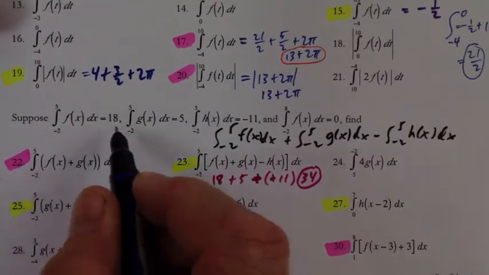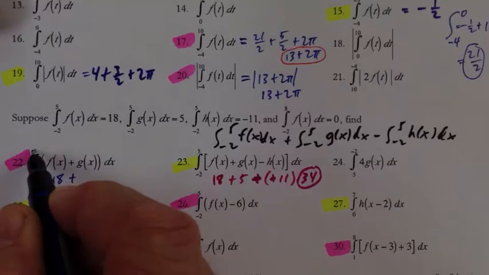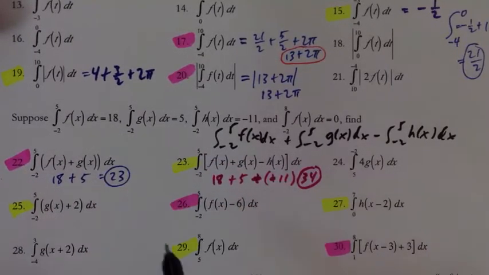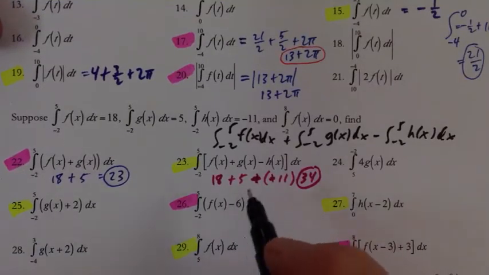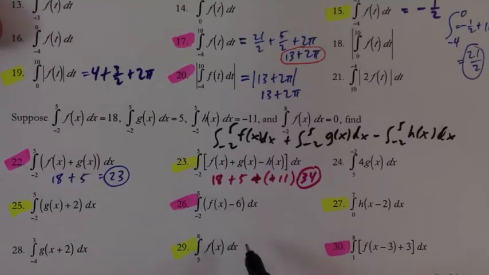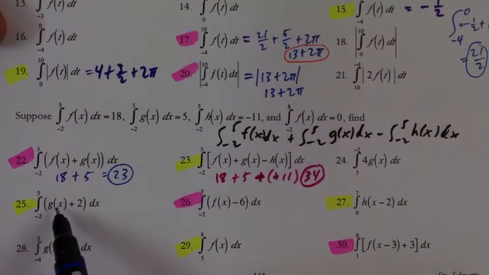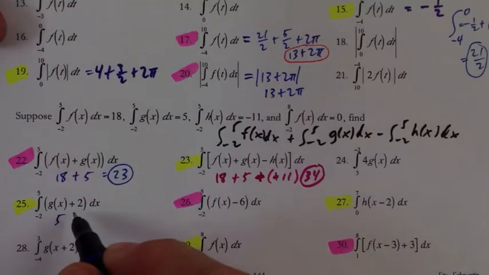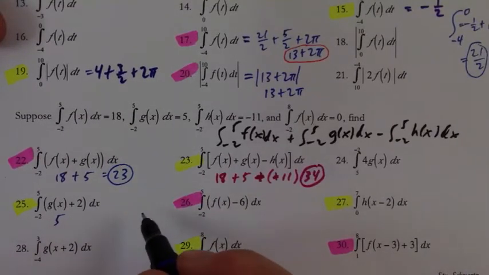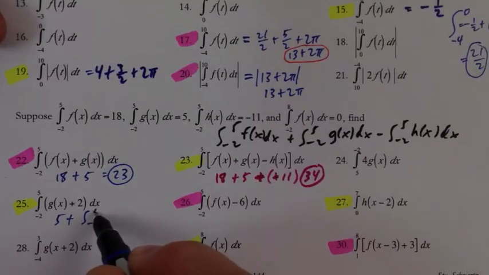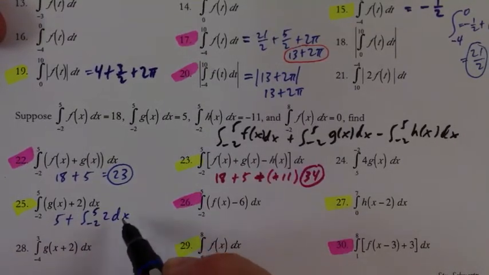The integral from negative 2 to 5 of f of x, that's 18. The integral from negative 2 to 5 of g of x is 5, so we have 23. Okay. And what about this one? This one, the tendency, and I'm going to do number 25. Okay, the tendency is to think, oh, the integral from negative 2 to 5 of g of x is 5, and then to put plus 2 equals 7. It is not 5 plus 2. It's 5 plus the integral from negative 2 to 5 of 2 dx.